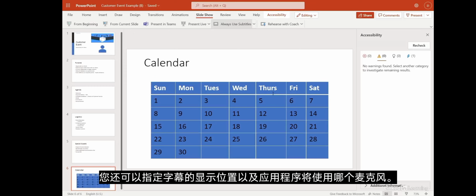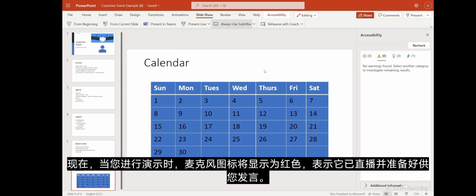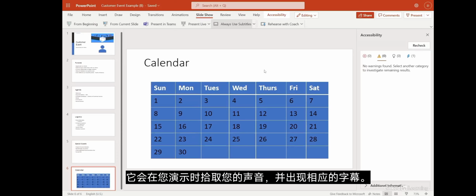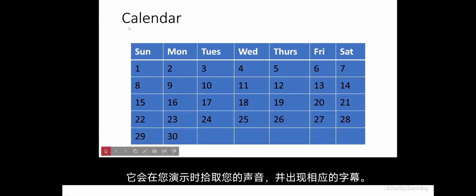You can also specify where the subtitles will appear and which microphone the app will use. Now when you're presenting, the microphone icon will be red to indicate that it is live and ready for you to speak. It will pick up your voice as you present, and the corresponding subtitles will appear.